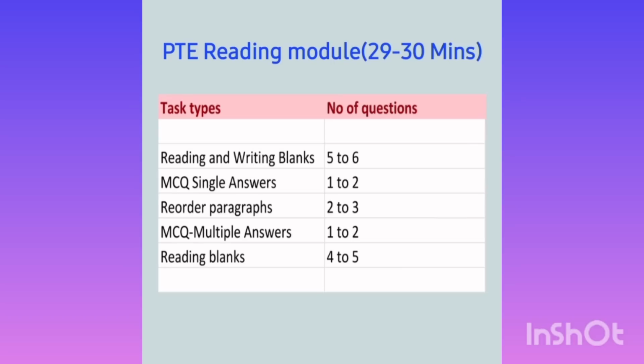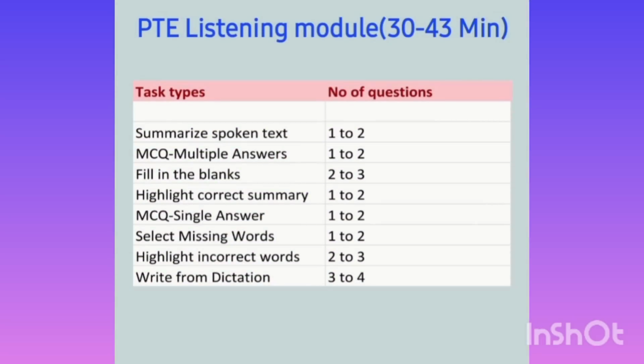So first of all, reading and writing blanks, the number of questions will be 5 to 6. MCQ single answers, the number of questions will be 1 to 2. Reorder paragraphs, the number of questions would be 2 to 3. MCQ multiple answers, the number of questions will be 1 to 2. Reading blanks, the number of questions would be 4 to 5. So you should consider the total time as well.